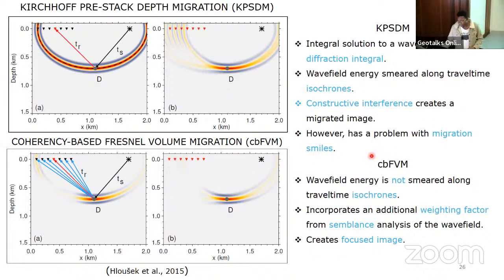Coherency migration is actually superior because it does not smear the wave field energy along the travel time isochron. Instead, it restricts the diffraction integral by adding an additional weighting factor that is calculated by doing semblance analysis of neighboring receivers, where the semblance coefficients are given 1 for the true diffraction point and 0 elsewhere. By so doing, you create an image point in the subsurface without needing that much spatial coverage of the receivers on the surface.